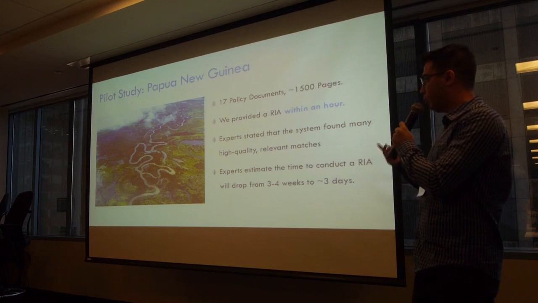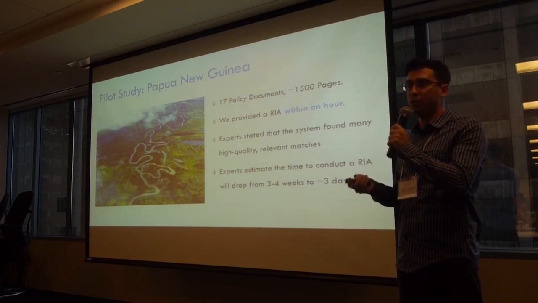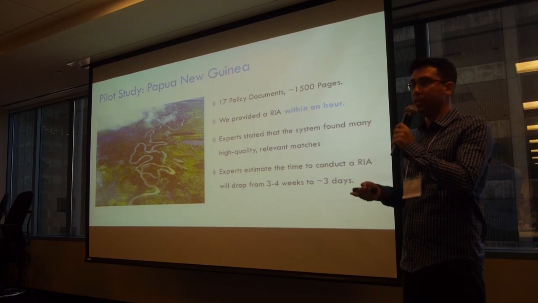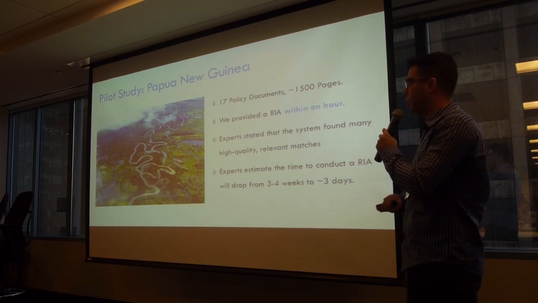And they estimate the time to complete a RIA now will take about 3 days at most, instead of 3 to 4 weeks, because the evaluation results only take about 1 to 2 days, and if they have 2 UNDP policy experts, it'll possibly take even 1 day.